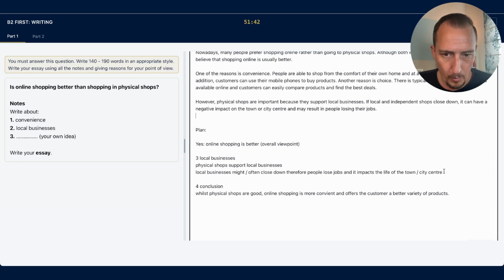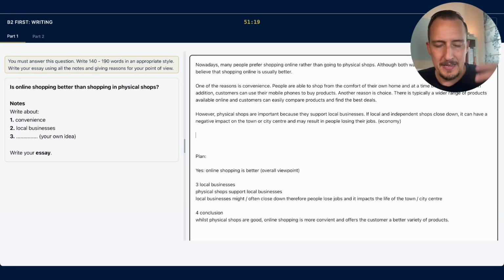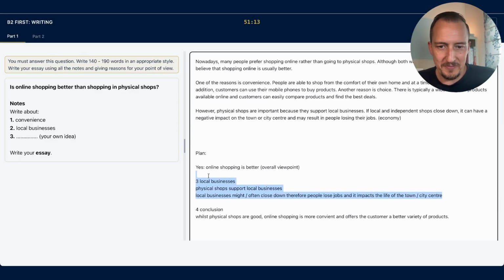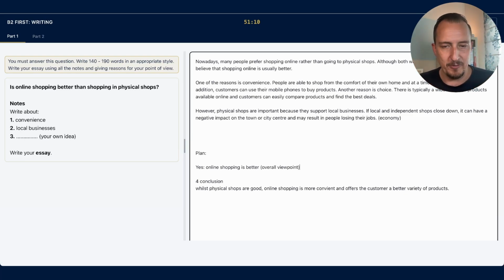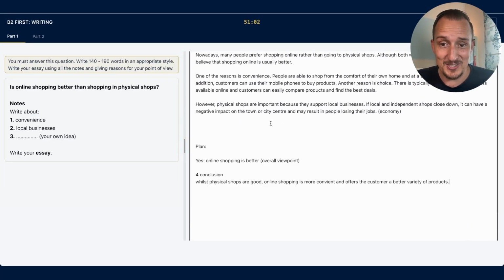Have we mentioned all of the points that we wanted to? Yep, could close down, people losing their jobs. And we talked about the life in the city centre. The way we phrase that is it has a negative impact on the town or city centre. Maybe if we're looking for words here, we may just want to talk a bit more about the economy, but we'll come back to that. That's just if we need to increase the word count a little bit. Okay, so we've done local businesses. We've done our third paragraph. We can delete it because we've mentioned everything there, so we can just refer back to this if we need to. How are we doing on the word count? We're at 128 words. That's looking good.